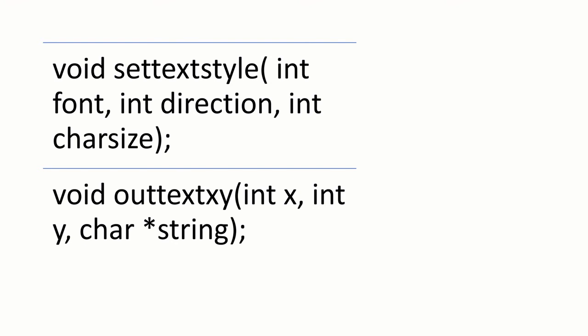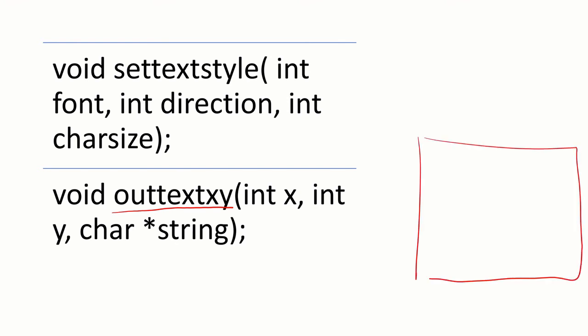The next one is set text style. Before set text style, let me see what is out text xy. Imagine this is the screen, your graphic screen. You want to print a name here. Say I want to print 4th Sem BCA. It is not a line or an arc. It is a text. In that case, you can use out text xy.